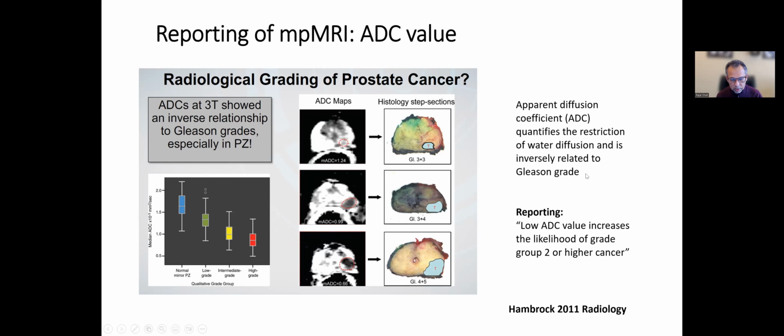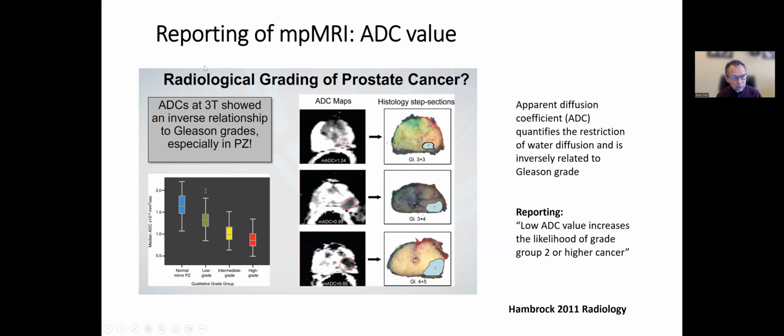So the apparent diffusion coefficient is another parameter which quantifies the restriction of water diffusion and is inversely related to Gleason grade. You can see that higher Gleason grade has a more dense look in the functional imaging characteristics, but a lower ADC value. And this study shows that both ADC value and Gleason grade are inversely correlated. So with increasing Gleason grade, you are going to have a lower ADC value.